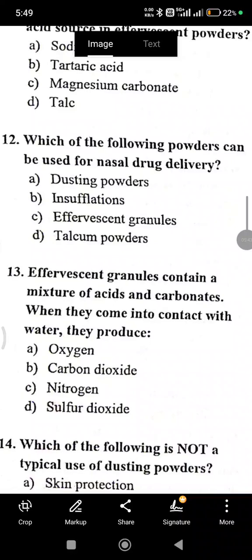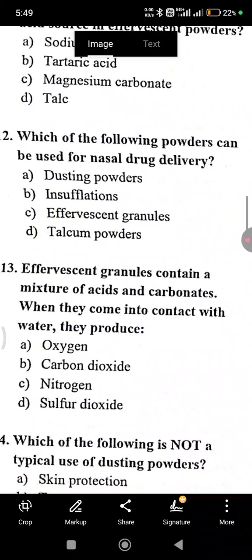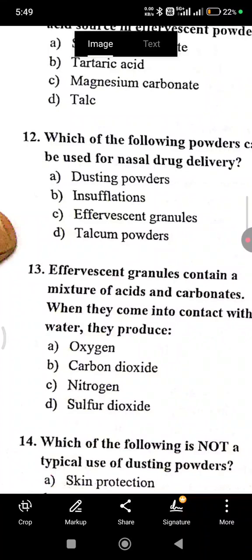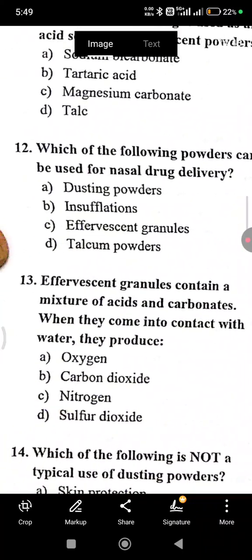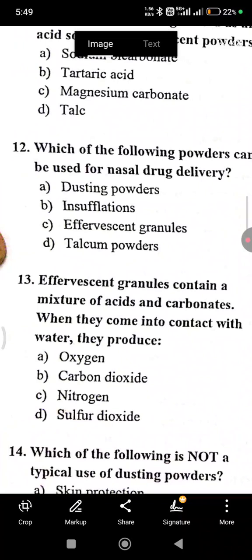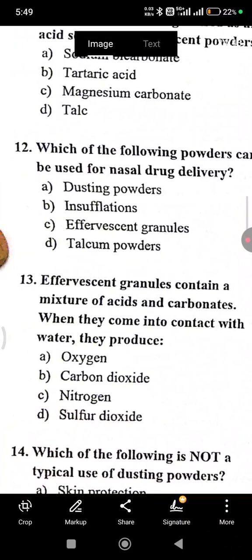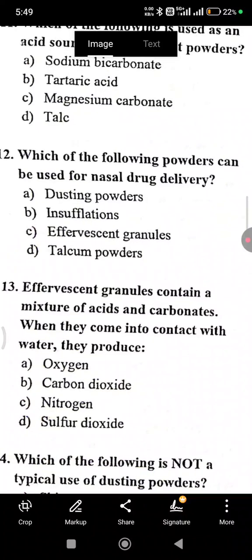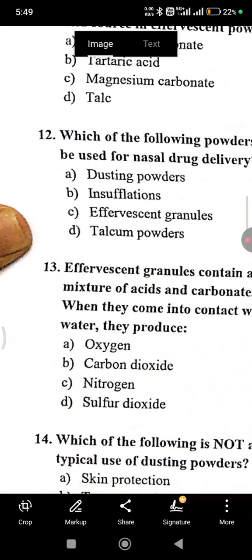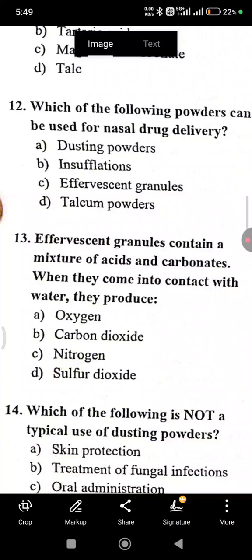Let's go to question number 12. Which of the following powders can be used for nasal drug delivery? Option A, dusting powders. Option B, insufflations. Option C, effervescent granules. Option D, talcum powders. Option B is the right answer.